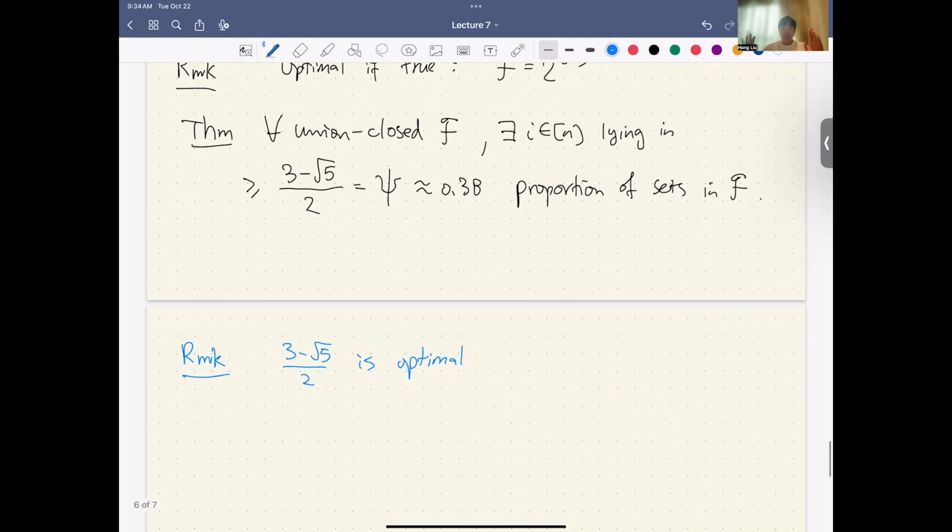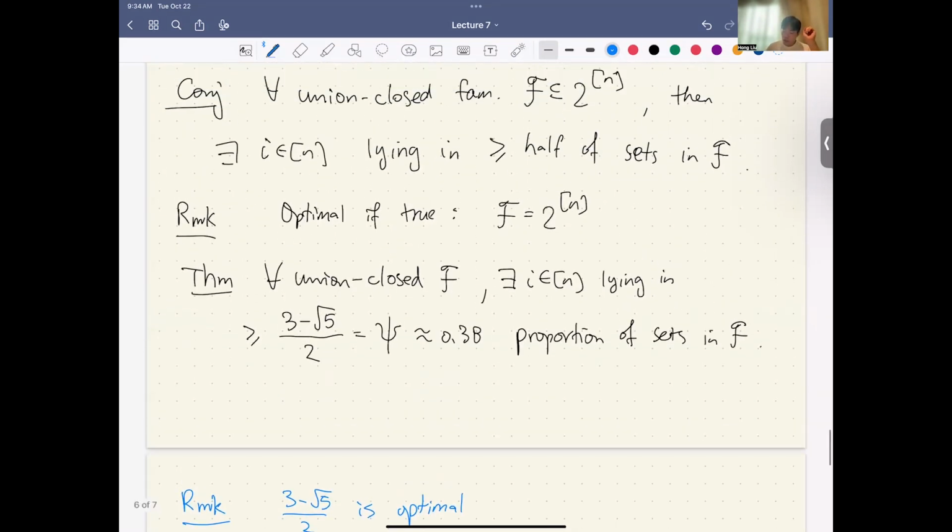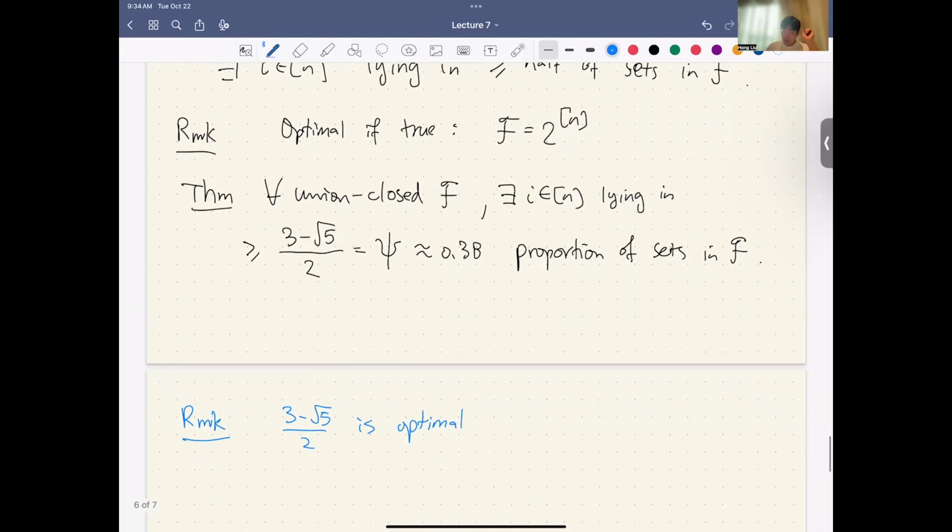So for the exact version, if F is union closed, 1/2 would be the optimal constant. Here, this constant 0.38 is slightly worse than 1/2, but for the approximate version, one cannot go beyond 0.38. So what is the approximate version?